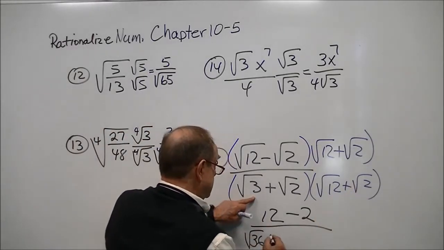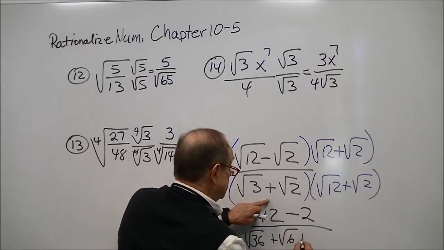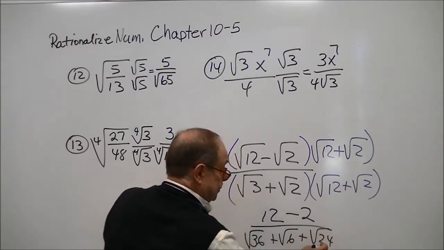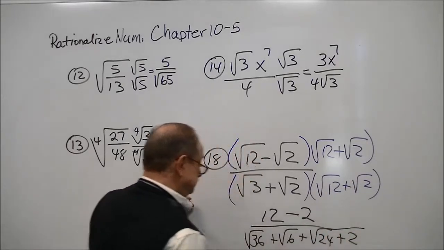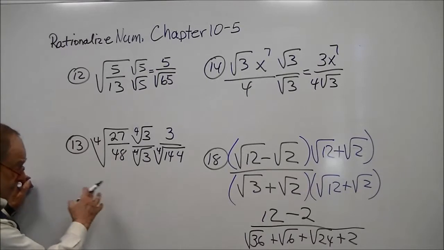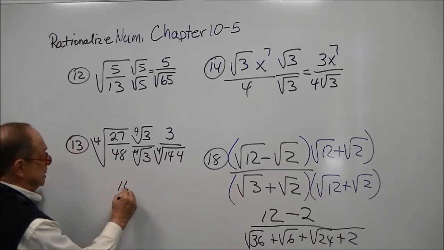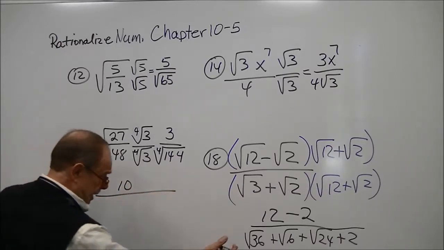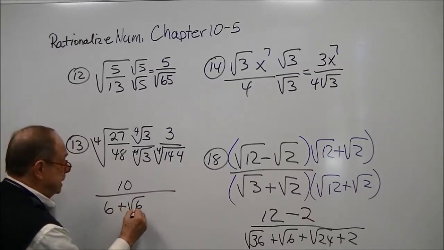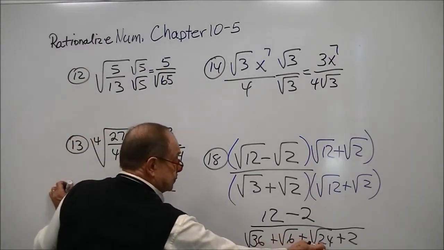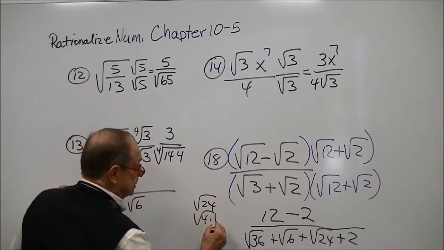My outers are plus the square root of 6. My inners plus the square root of 24. And I know we can do something to that. And this is just going to be plus 2. So we have some room over here. The top, 12 minus 2 is 10. We can start simplifying the bottom. This is going to be 6 plus the square root of 6. Now the square root of 24, recall, is the square root of 4 times the square root of 6.